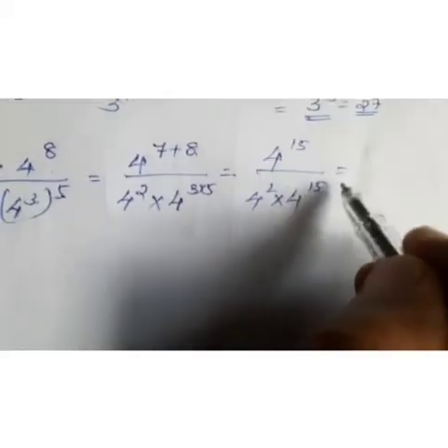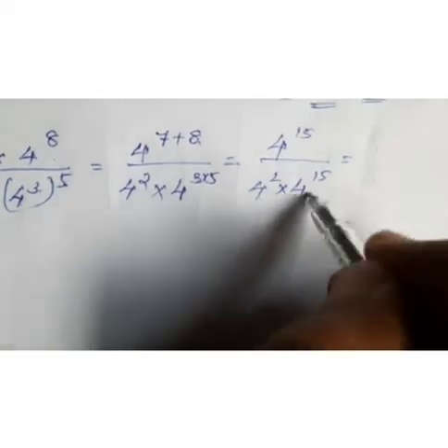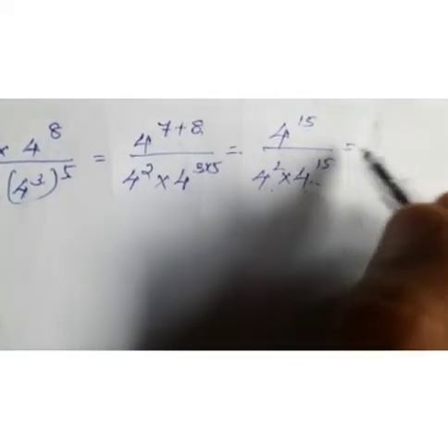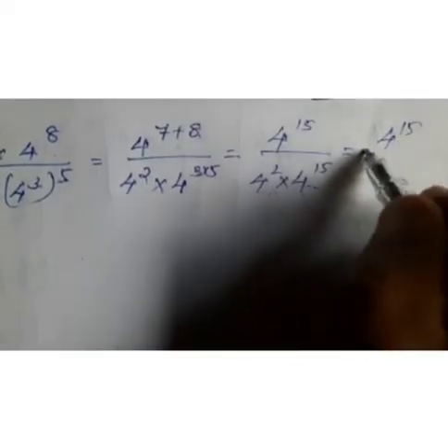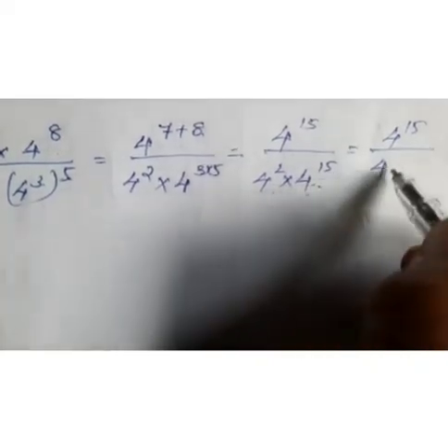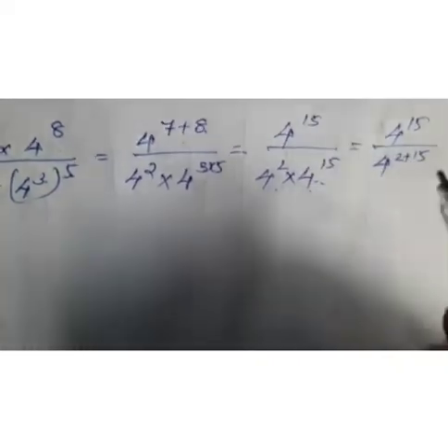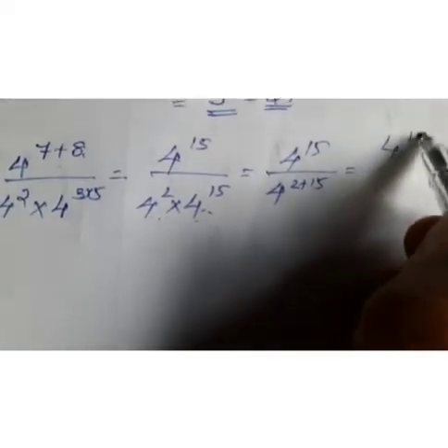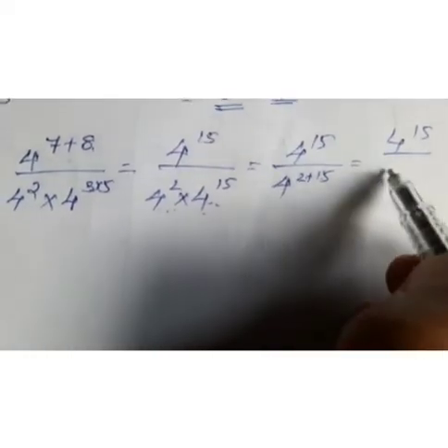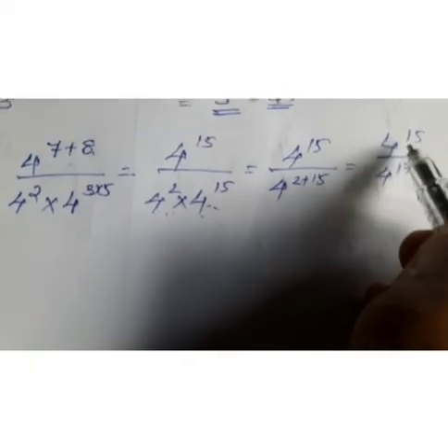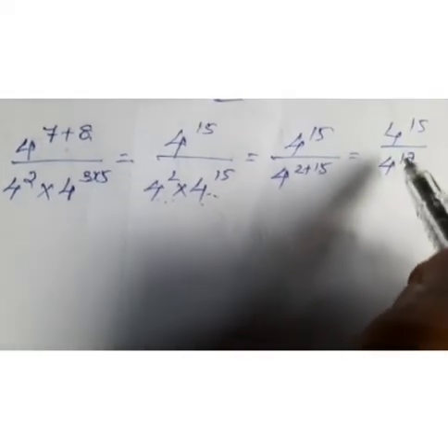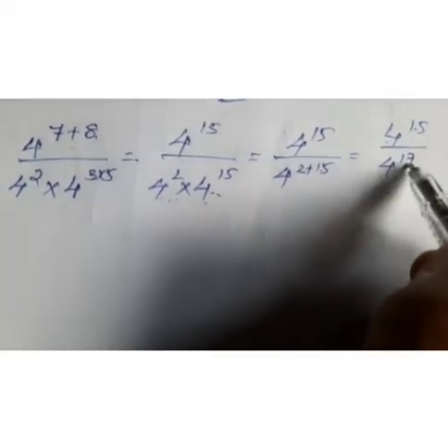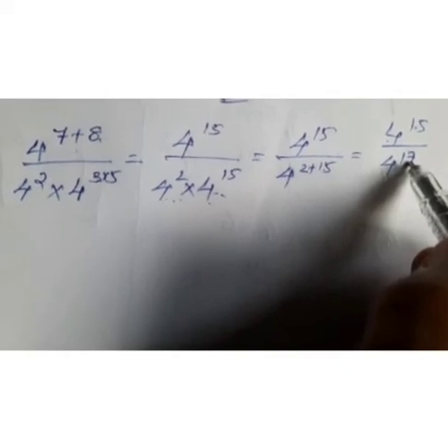Then again here is the division rule. Sorry, multiplication rule. Here is the division rule. 4 raised to 15 divided by 4 raised to 2 plus 15. How much is that? 4 raised to 15 divided by 2 plus 15 is 17. So you got the next as division rule: 4 raised to 15 by 4 raised to 17. How will you do this one?